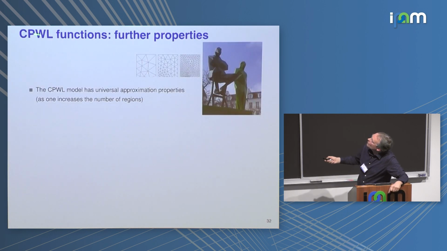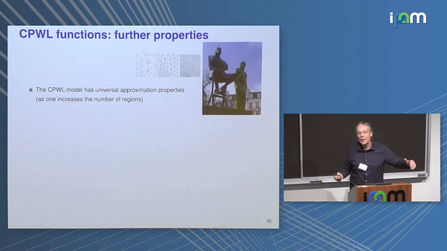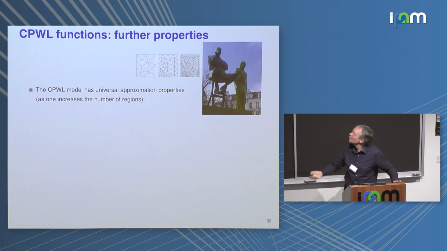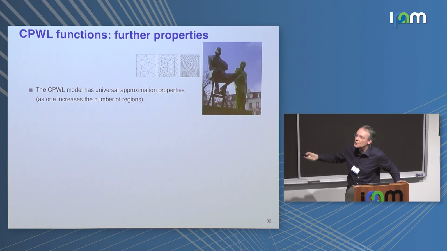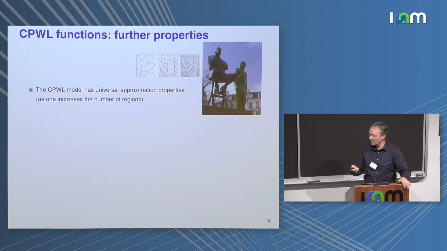Continuous piecewise linear functions, further properties. Those guys have universal approximation properties. In fact, I was working around Paris, next to Beaubourg, and I saw these continuous piecewise linear statues that impressed me, so I took some nice photos.